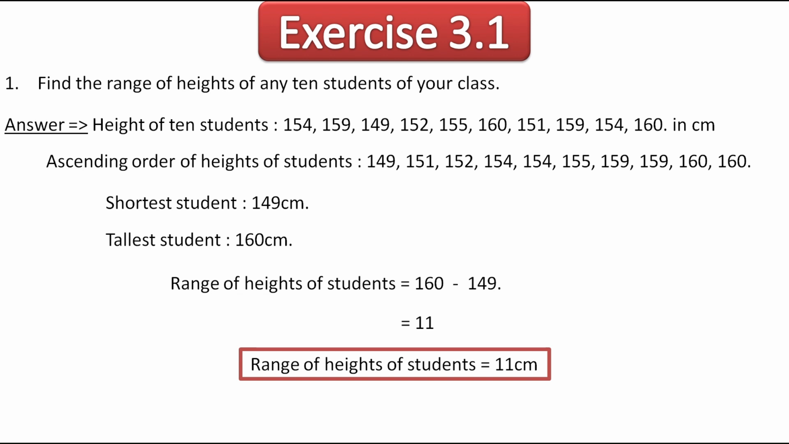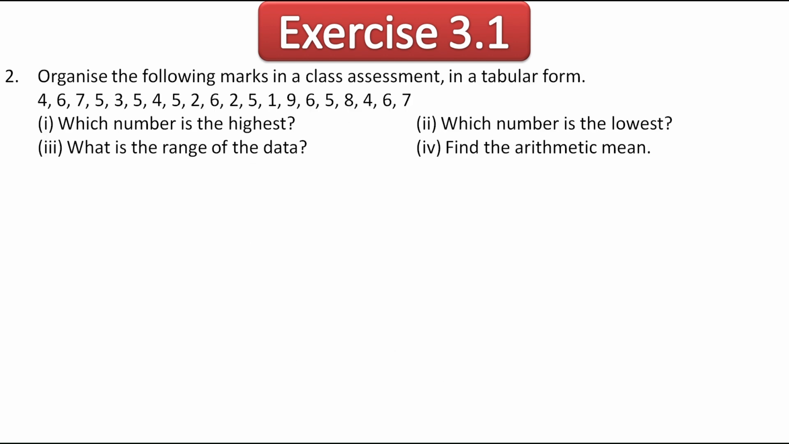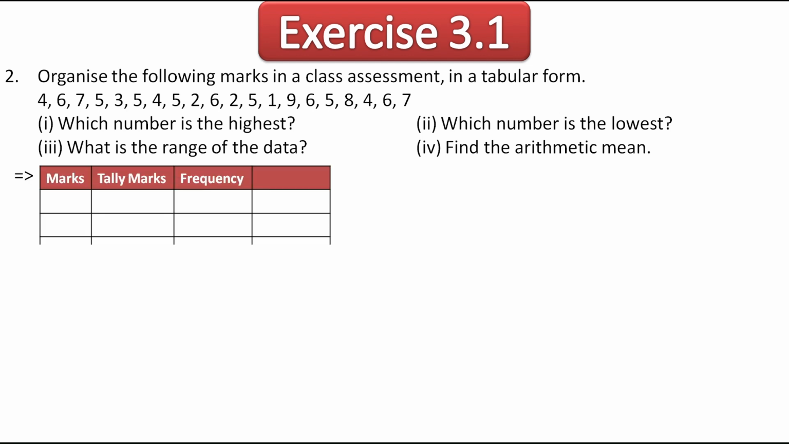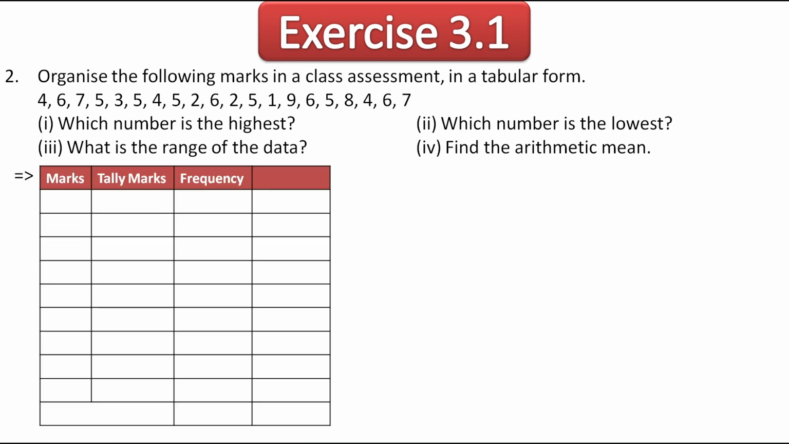Okay. Now let's move to the next question, the second one: organize the following marks in a class assessment in a tabular form. As they have told us to arrange this in tabular form, that means we have to find the tally marks of these marks. How to find? I'll tell you. We have to draw a table with 3 columns, but here I have taken one more column. For that reason I will tell you afterwards. First of all, we will fill these 3 columns.